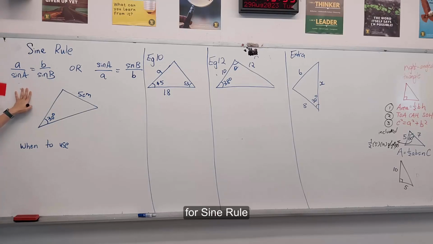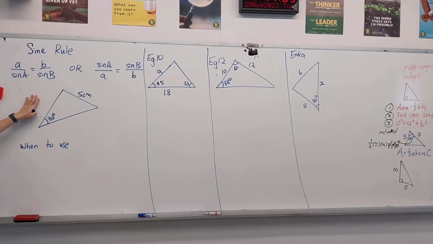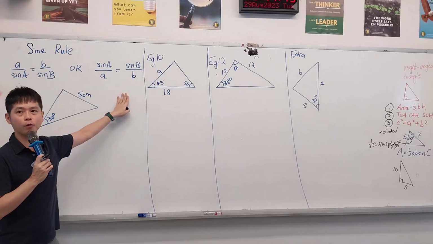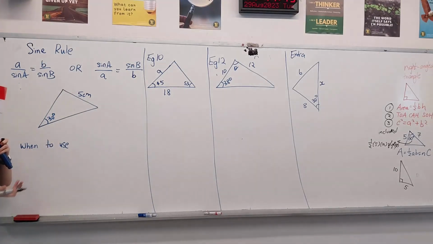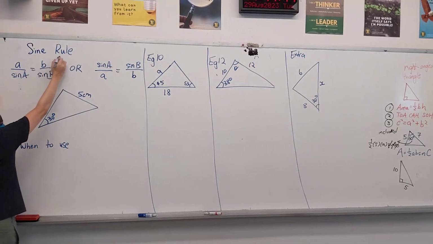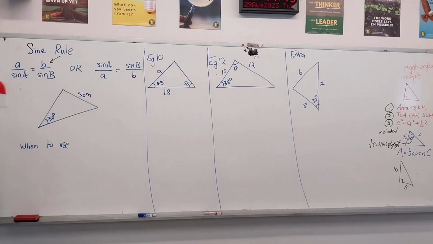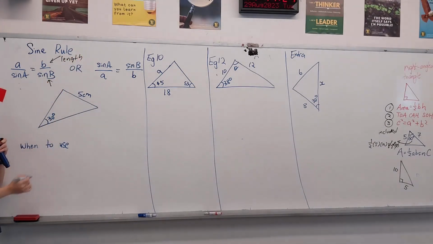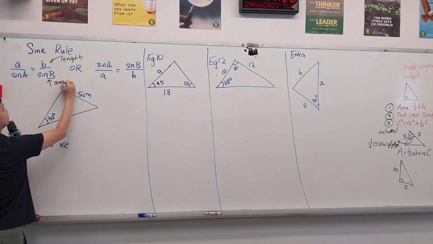Okay, this is one of the easiest chapters for your N-levels, if you are able to tell when to use it and how to use it. So the formulas given during the exam will be a over sine A equals b over sine B. Now, you may write it as sine A over a equals sine B over b. So the question is, what is a, what is b, right? When it has the small letters, it is the length. When it's the capital letter, it is the angle.